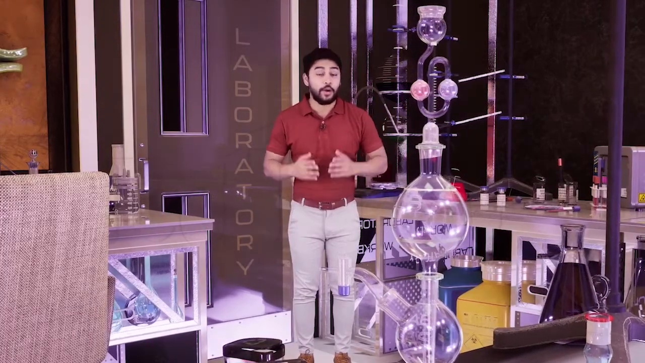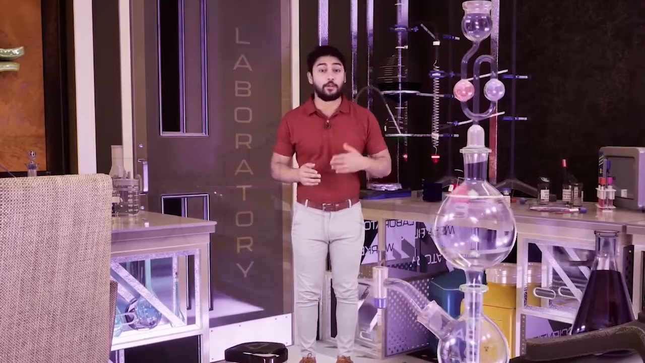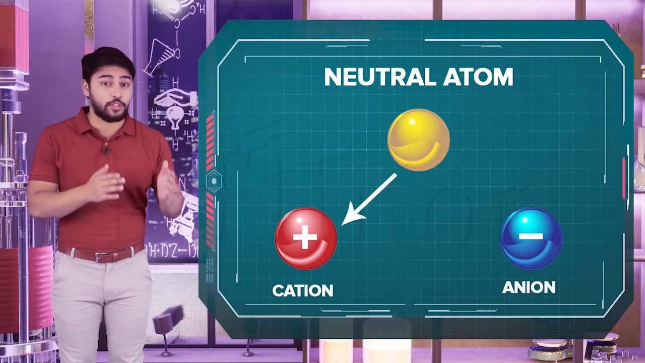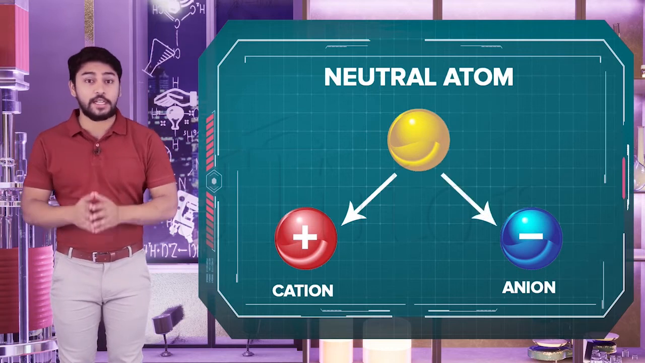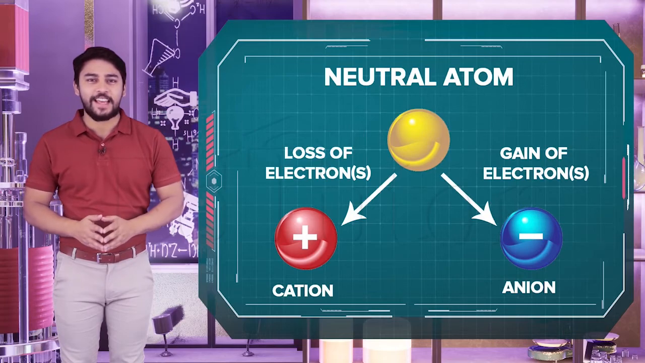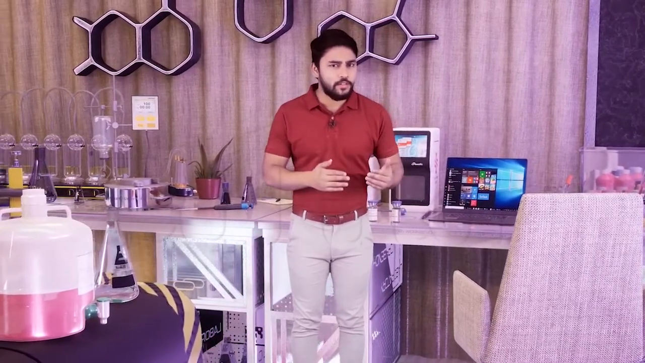Do you know what an ion is? I am sure you have a fair idea about that. Any species which carries either a positive or a negative charge is called an ion. Simple, right? This brings us to our next question. What are positive and negative ions and how are they formed?